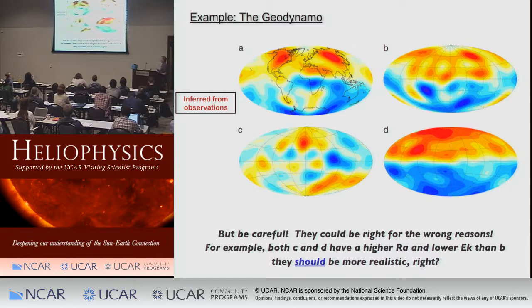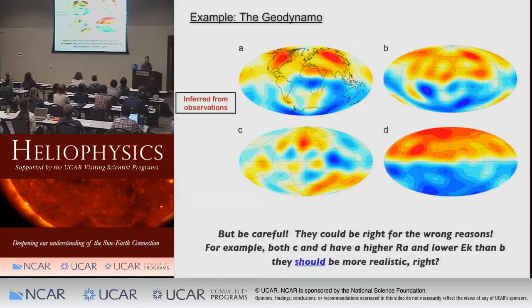But you have to be careful, because the real Earth has a much higher Rayleigh number and a much lower Ekman number than the simulations. So what happens if we move toward more realistic parameter regimes? Let's increase the Rayleigh number and decrease the Ekman number. Both of these are theoretically closer to the geodynamo parameters than this one is, because they both have a higher Rayleigh number than this one and a lower Ekman number than that one, but they don't match as well. So we're in the situation that they can do a pretty good job, but they might possibly be right for the wrong reasons. So we have to be careful.